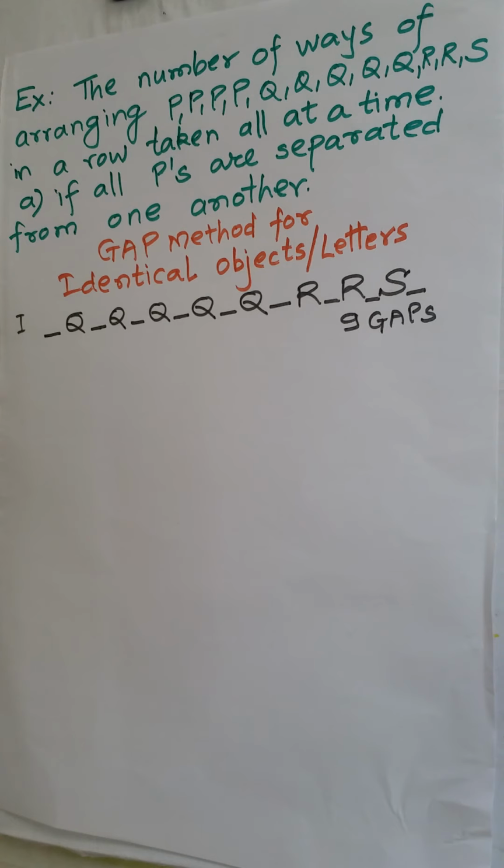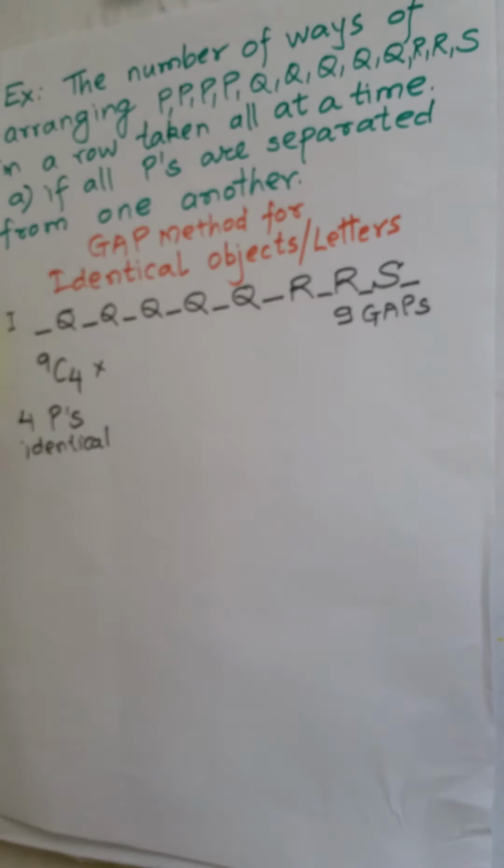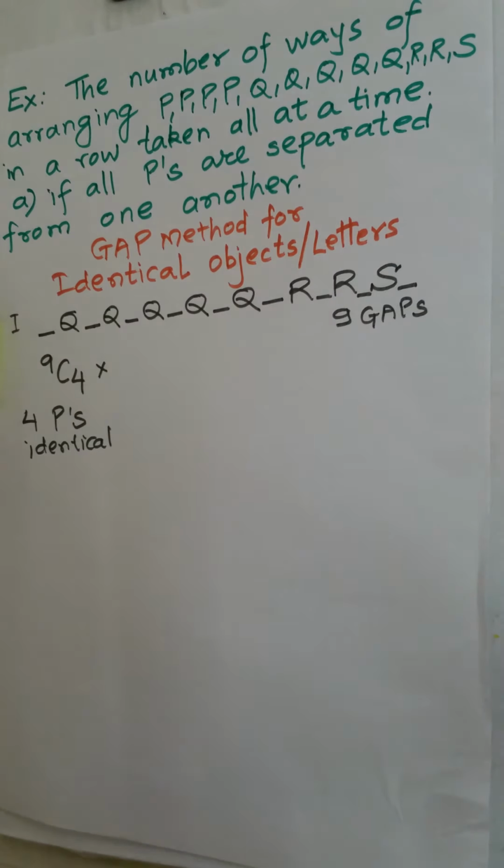Now in these 9 gaps we will fill what? The constraint elements, which are 4 P's. So in 9 gaps we will choose how many for these 4? 4 in how many ways? So yes, in 9C4 ways. 9P4 we would have used, but the 4 P's are identical. That's why we use 9C4. A typical 4 spaces chosen for 4 identical P's.